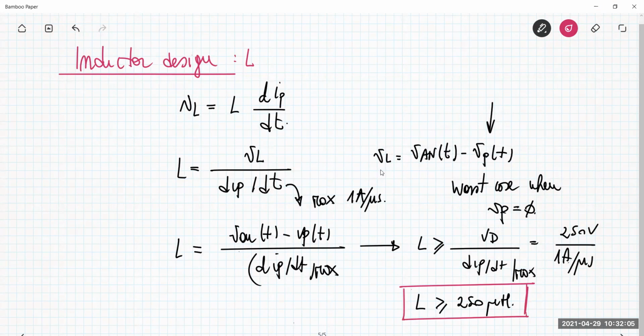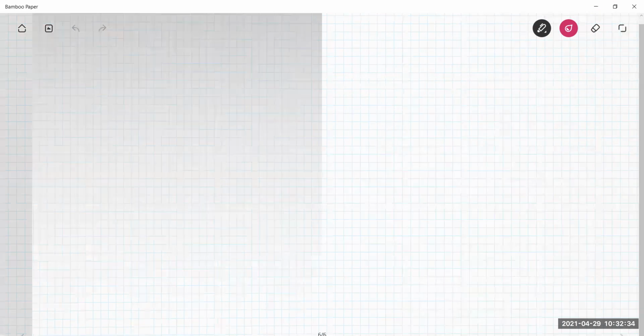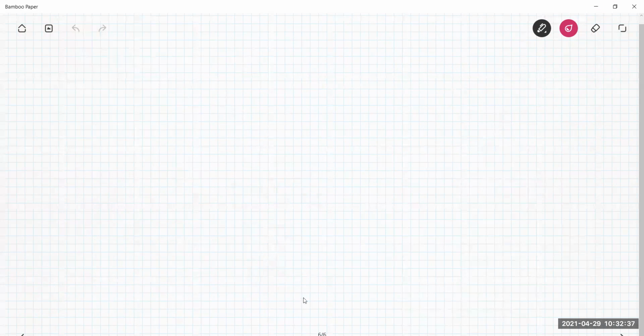Okay. For example, 270 microhenry if you find something normalized, or sometimes this is just something that you have to design on your own, so you can choose your inductance without any kind of normalization. But anyway, the inductance should be higher than this value, or maybe equal to this value.